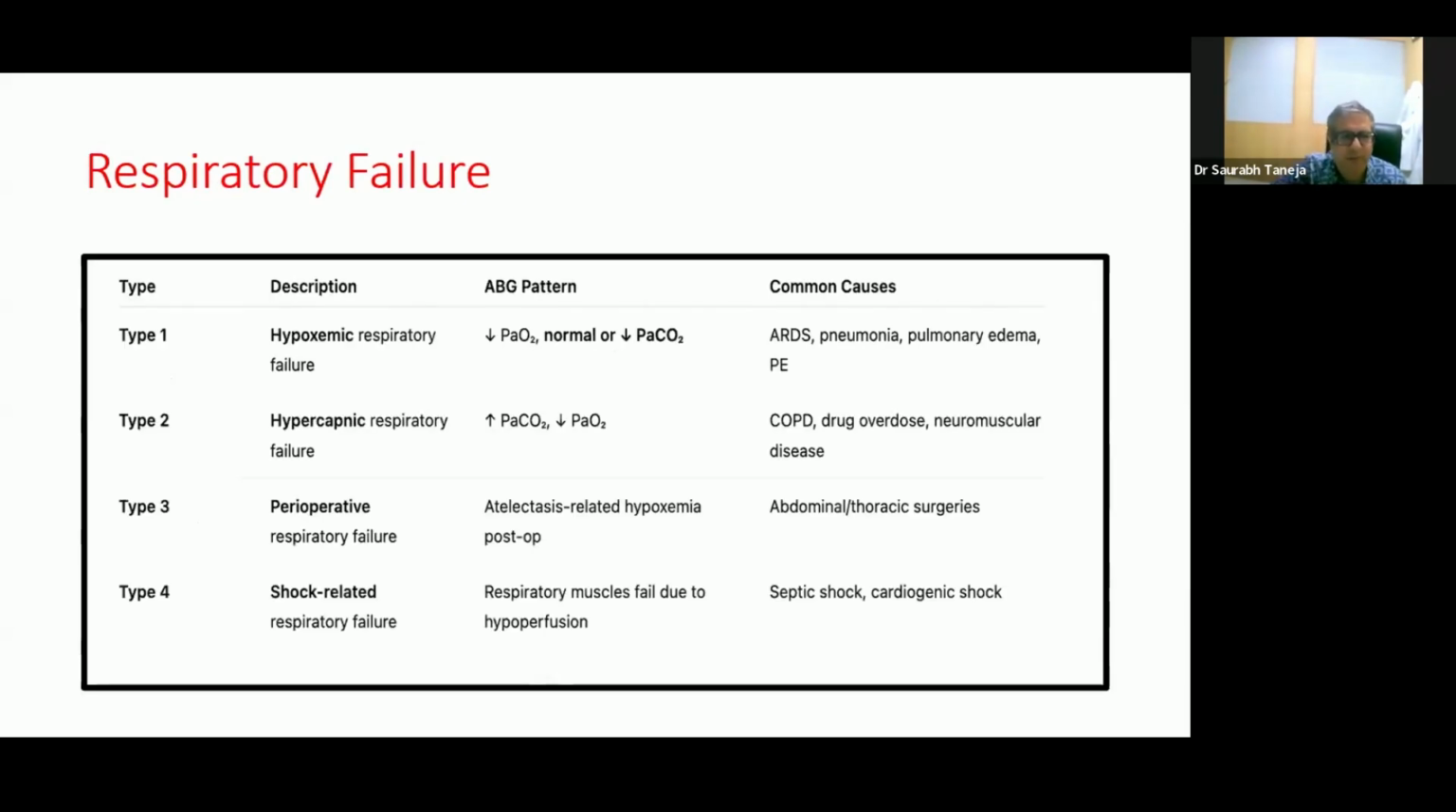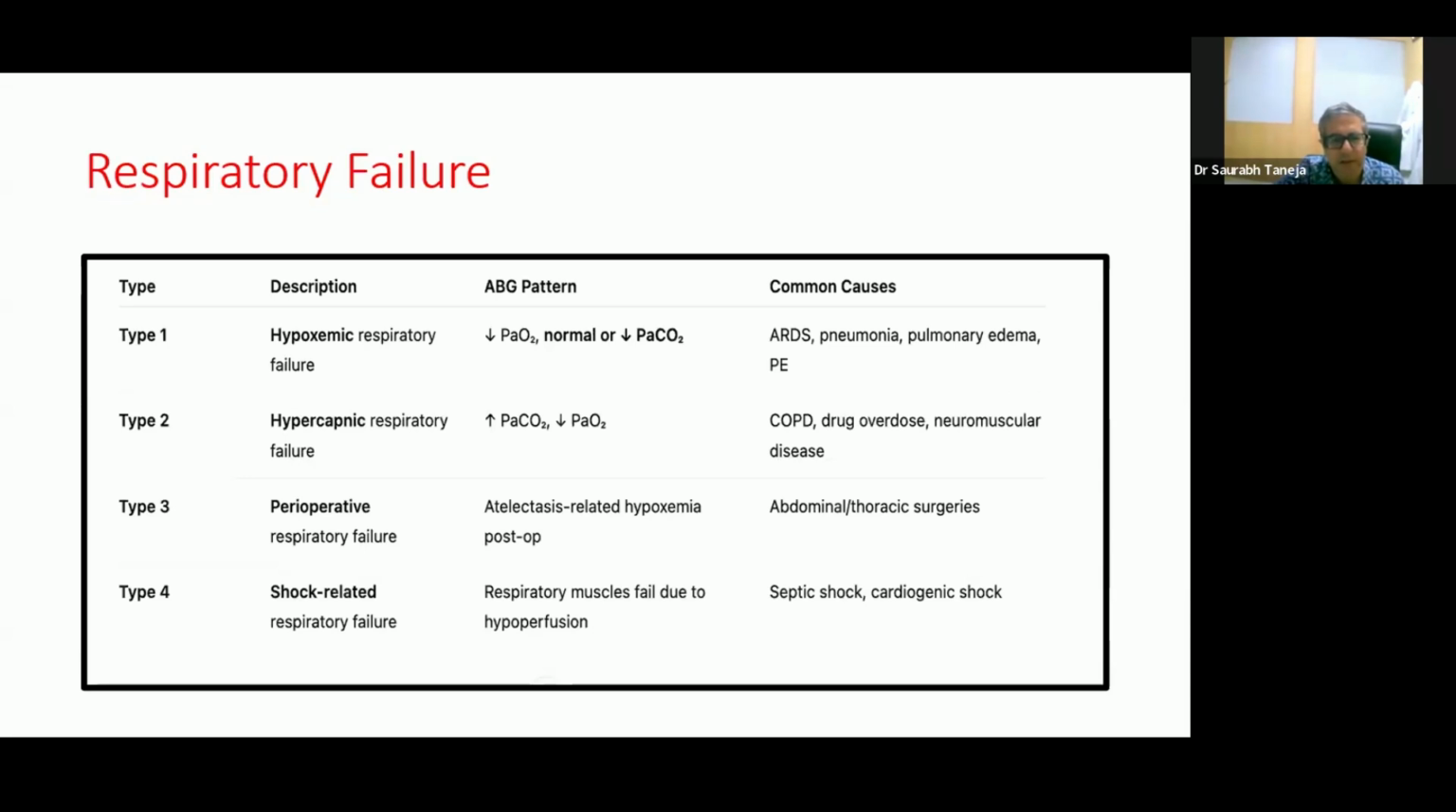So these are the types of respiratory failure. Initially they were hypoxemic and hypercapnic, but in the last decade, the type 3 and type 4 have been explained. So initially in the hypoxemic respiratory failure, you can see the common causes like ARDS, pneumonia, pulmonary edema, and pulmonary embolism. And the ABG pattern is decreased PO2, where the PaCO2 can be normal or decreased.